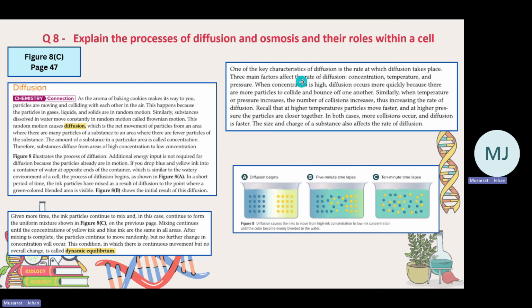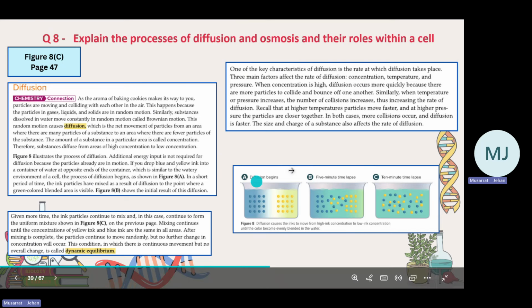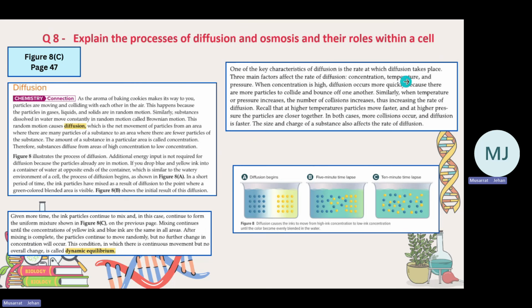One of the key characteristics of diffusion is the rate at which it takes place. There are three main factors affecting the rate of diffusion. What are the three factors? Concentration: if the concentration is different, it will move till the concentration becomes equal. Temperature: when temperature increases, diffusion rate increases. And also pressure. So these are the three factors.